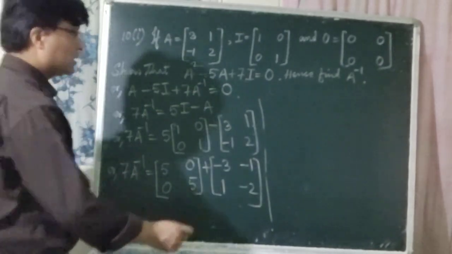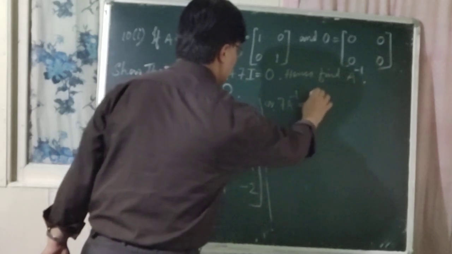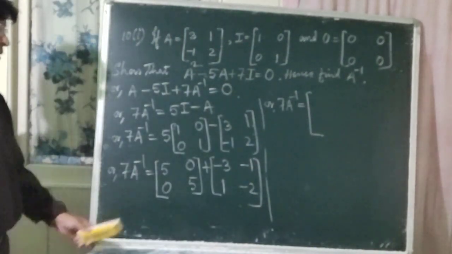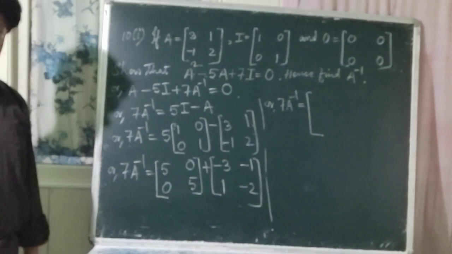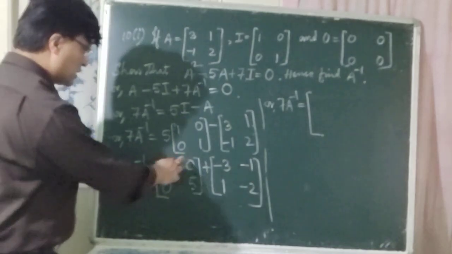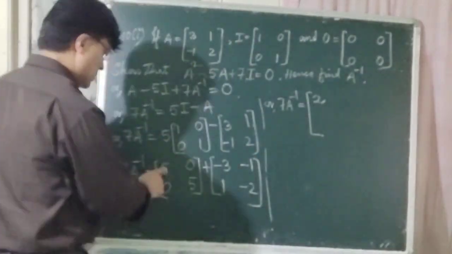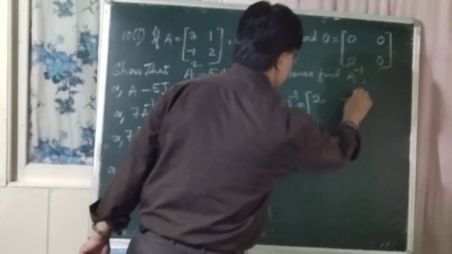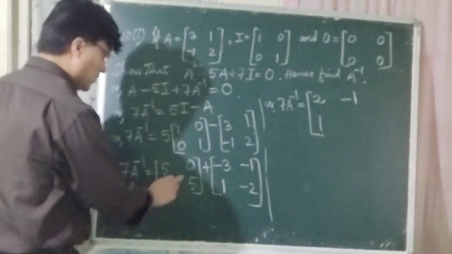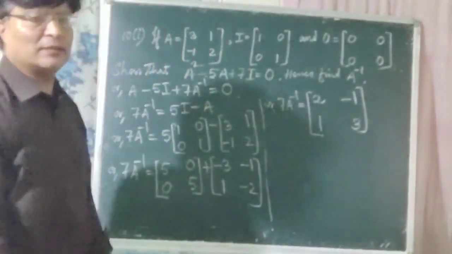So next is 7A inverse. 7A inverse is equal to, now you can add those two matrices. They are of the same order, isn't it? So you can add them. Corresponding elements can be added now. First element plus first element, that is 5 minus 3 is 2. Right? Next, 0 minus 1 is minus 1. Then 0 plus 1 is 1. Then 5 minus 2 is 3. So this is the matrix.